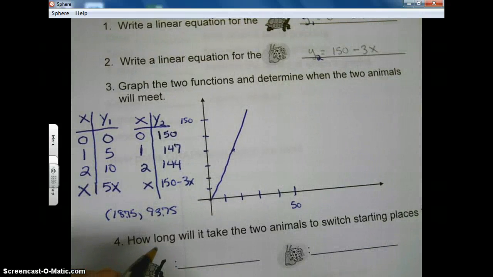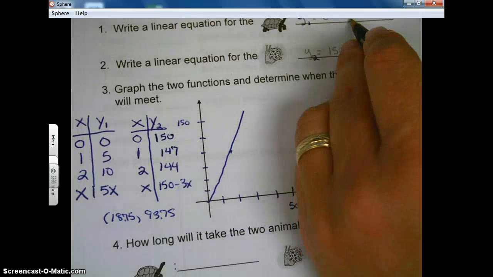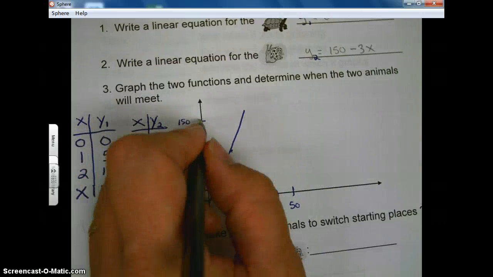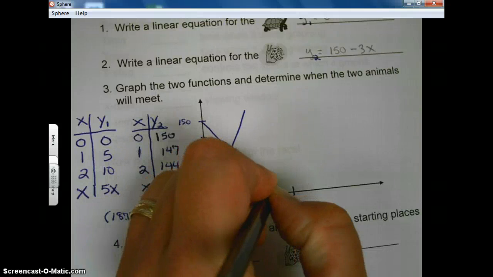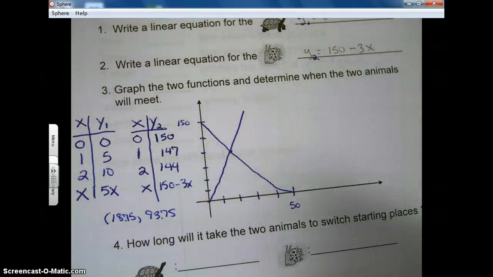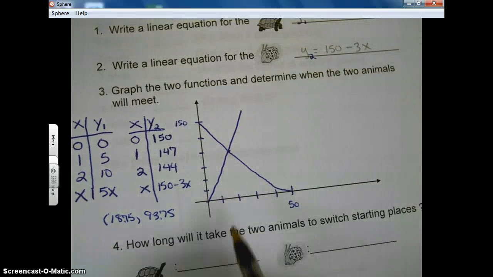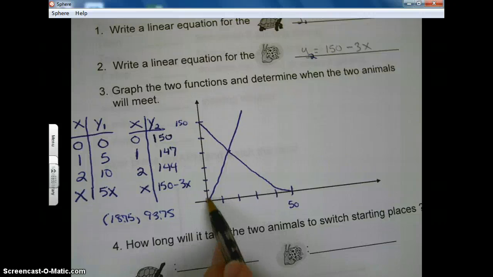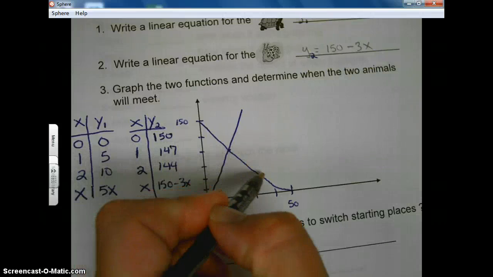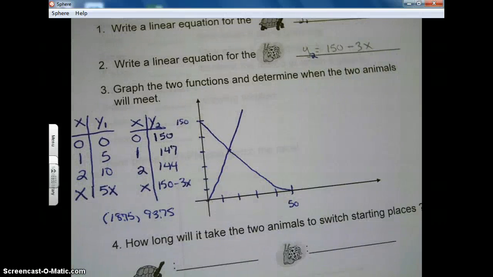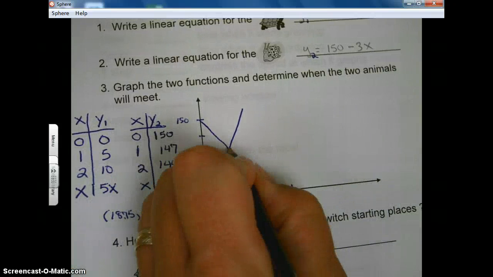Okay, notice the tortoise is going at 5 feet per minute, and the snail, okay, pretend like that's a straight line, would you? Sorry about that. I should have used a pencil because my scale's messed up here. Notice how this is smaller than this, and they should be a straight line, straight down to about 50. Anyway, there's your point of intersection.